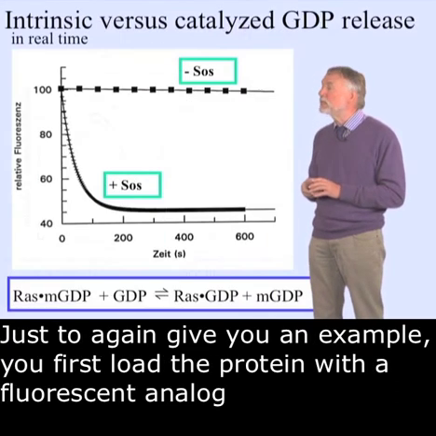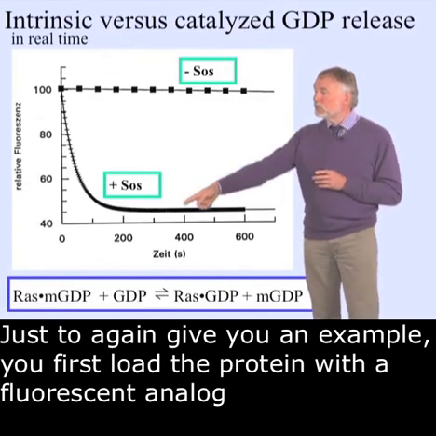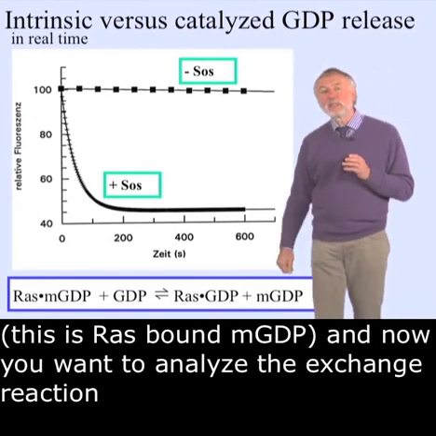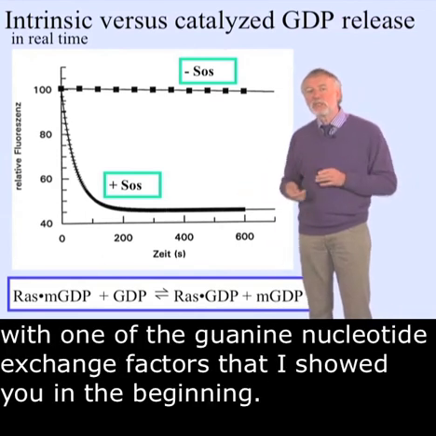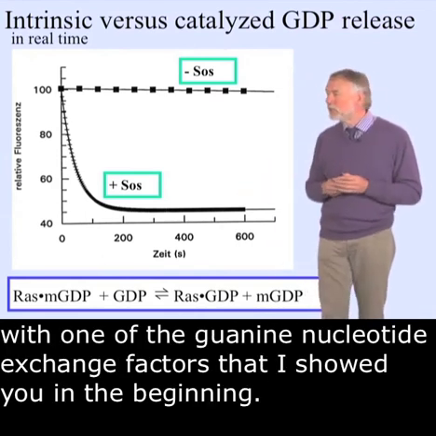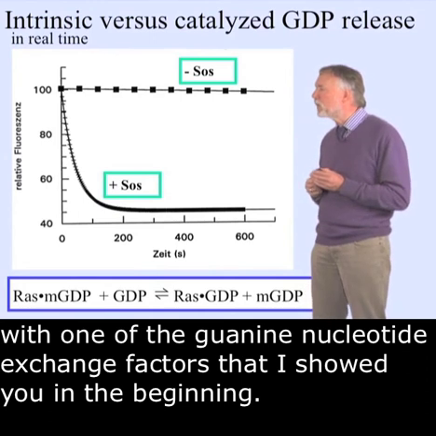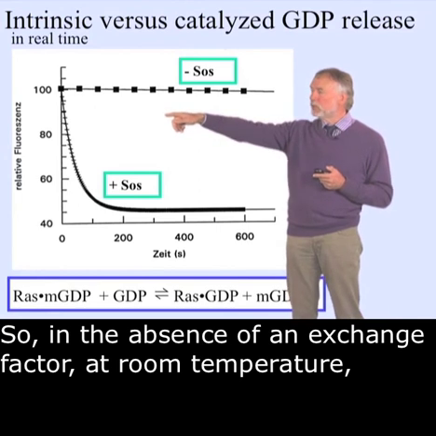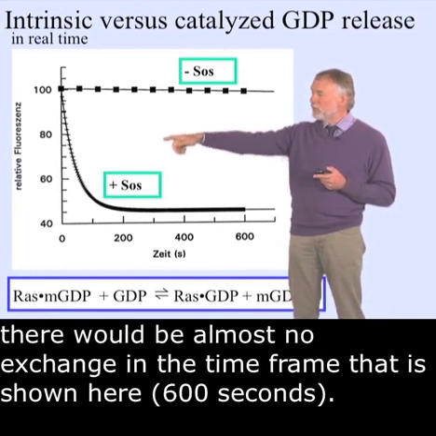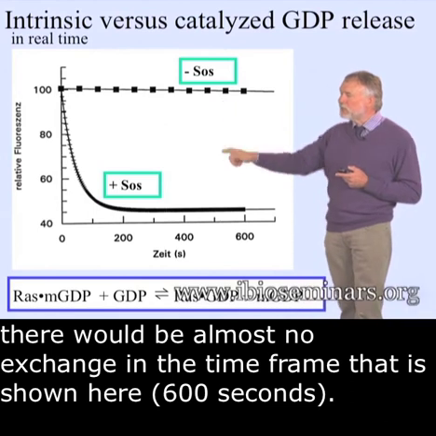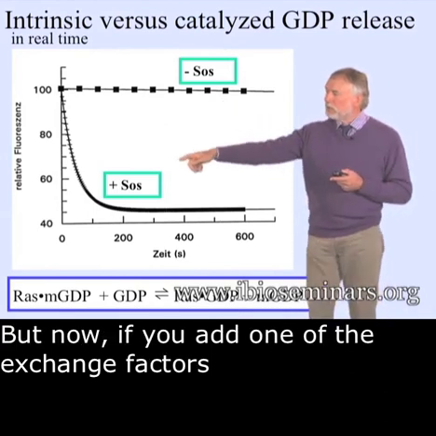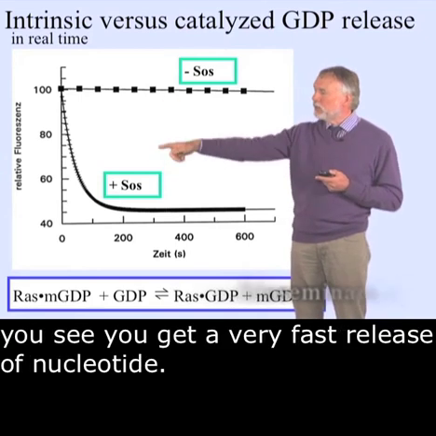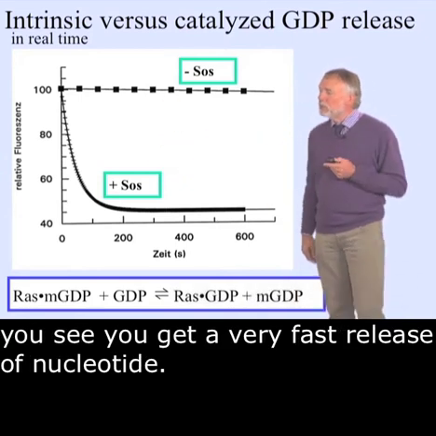Just to again give you an example, you first load the protein, let's say, with a fluorescent analog, which is RAS mant-GDP, and now you want to analyze the exchange reaction with one of the exchange factors, one of the good nucleotide exchange factors that I've shown you in the beginning. In the absence of an exchange factor, at room temperature, there would be almost no exchange over the time frame shown here, about 600 seconds. But now if you add one of the exchange factors, obviously the catalytic domain of such an exchange factor, you see you get a very fast release of nucleotide.